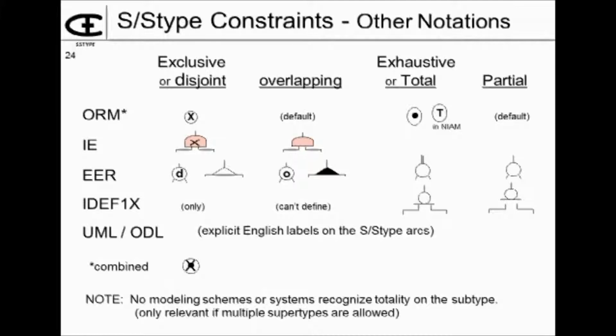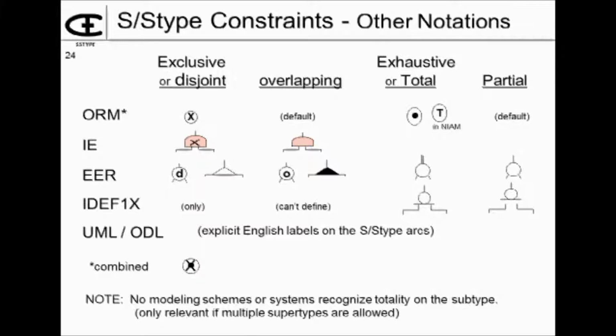Okay, well, just briefly, there are four. You can have the unconstrained and the constrained case, and then in both the dependency and in the exclusivity. So in ORM, we're going to use the X to mean exclusive, and the default will be overlapping is allowed. And for the total, the default will be partial. In other words, you don't have to play in any of your subtypes. And if you do, we'll declare that as a mandatory constraint on the supertype.